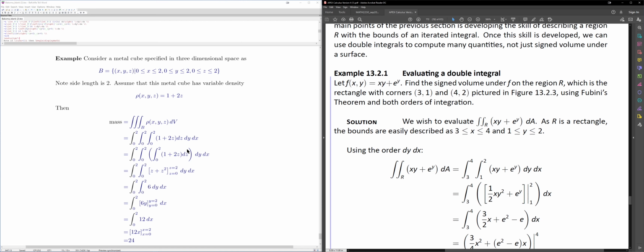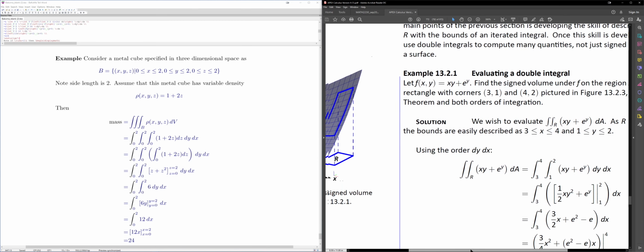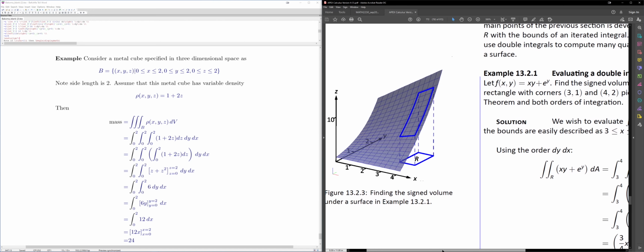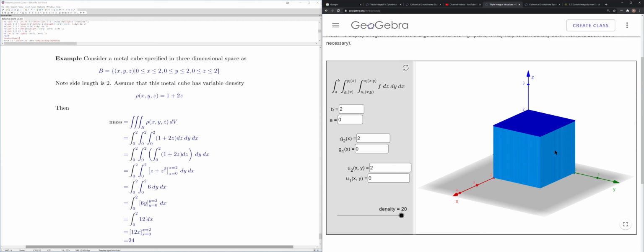Now, what I have here is the three-dimensional case, where I'm integrating over a three-dimensional region. For your double integral, what you were integrating over was a two-dimensional region in the xy plane. Now, what I'm integrating over is a three-dimensional solid region, specified by this: x lies between 0 and 2, y lies between 0 and 2, and z lies between 0 and 2.